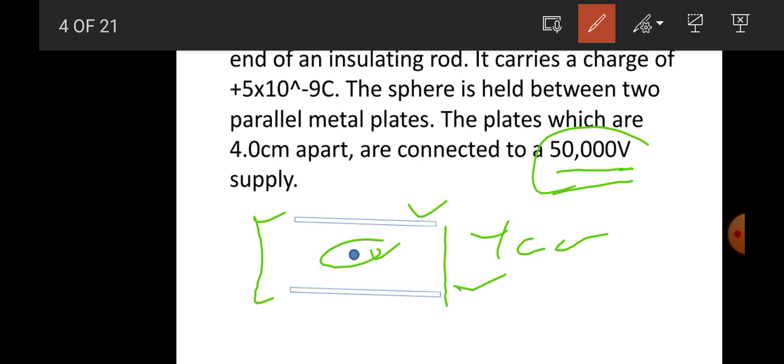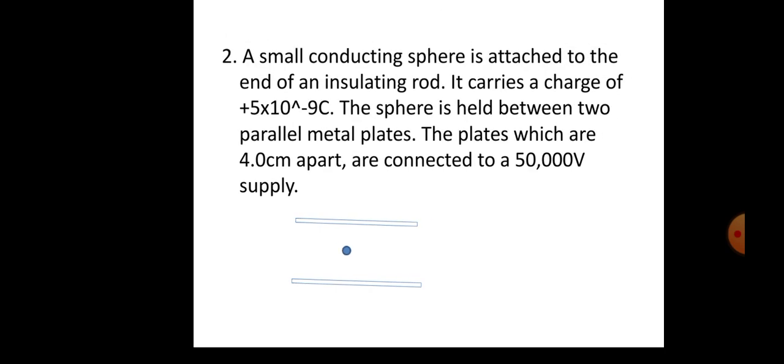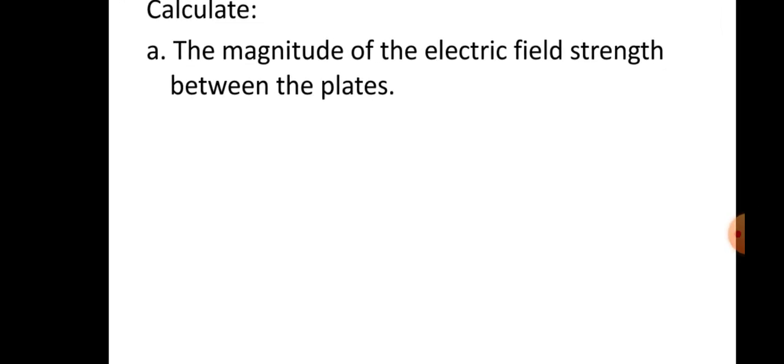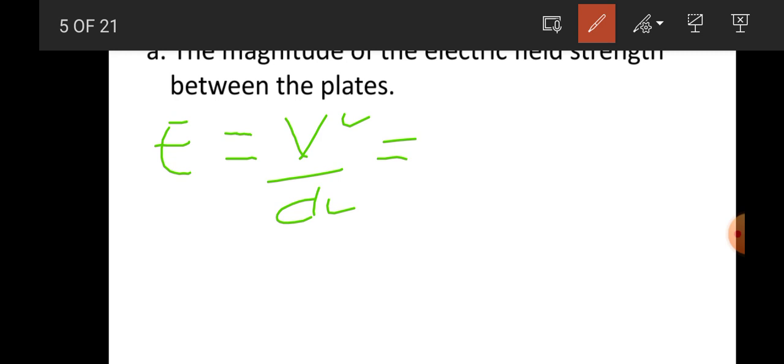The potential difference between the two plates is 50,000 volt. The question is, calculate the magnitude of the electric field strength between the plates. Electric field strength is equal to the potential difference over the separation between the two plates, where V is the potential difference between the plates and d is the distance between the plates.